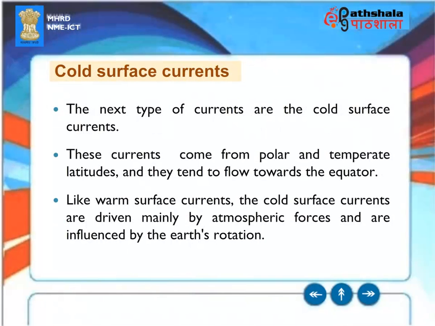Cold surface currents. The next type of currents are the cold surface currents. These currents come from polar and temperate latitudes, and they tend to flow towards the equator. Like warm surface currents, the cold surface currents are driven mainly by atmospheric forces and are influenced by the Earth's rotation.